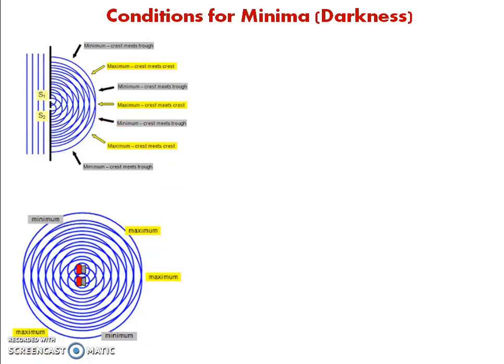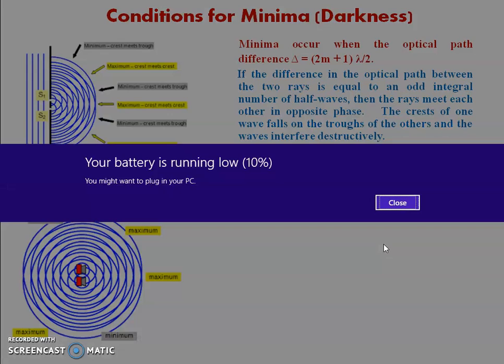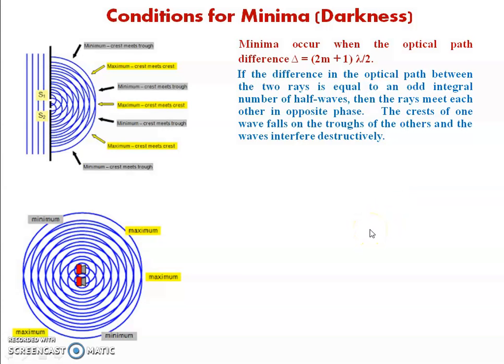Now let us study the condition for minima, that is darkness. Minima occur when the optical path difference is equal to (2m+1)λ/2. If the optical path difference between the rays is equal to an odd integral number of half waves, then the rays meet each other in opposite phase. The crest of one wave falls on the trough of the other, and the waves interfere destructively.